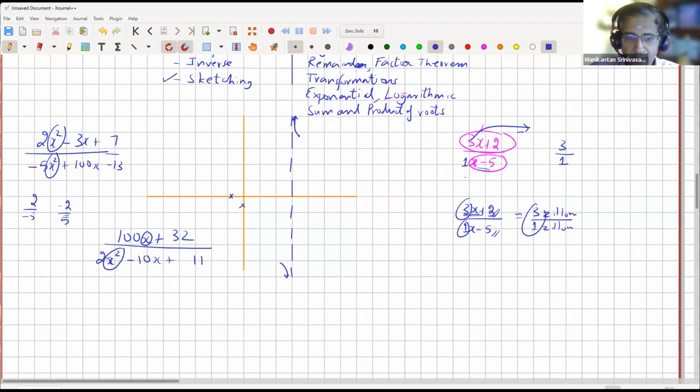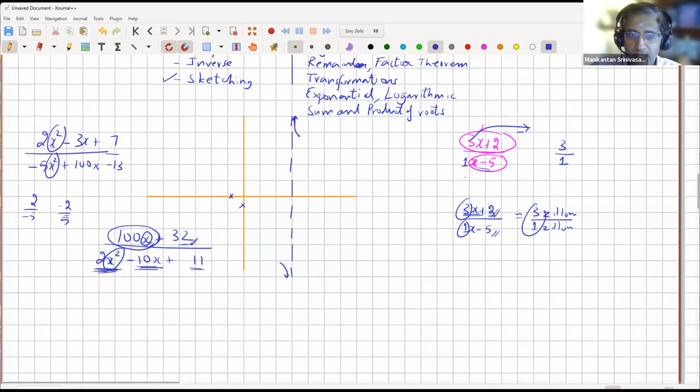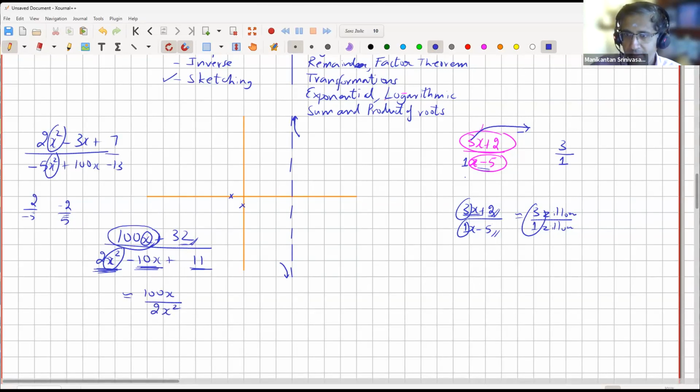So we all agree that the leading term is what is going to matter most. For example, the 32 is always 32, whereas x can go gradually up from 1 to 10 to 100 to 10,000. So very slowly but surely 100x will start to dominate. The 32 would not matter. Similarly, in the denominator, even for a small value of x like 100, 2x square is already 20,000, whereas 10x is only 1,000 and the 11 is always 11 only. So what will matter is only the 100x in the numerator, the dominating term, and the dominating term in the denominator will only be the 2x square.